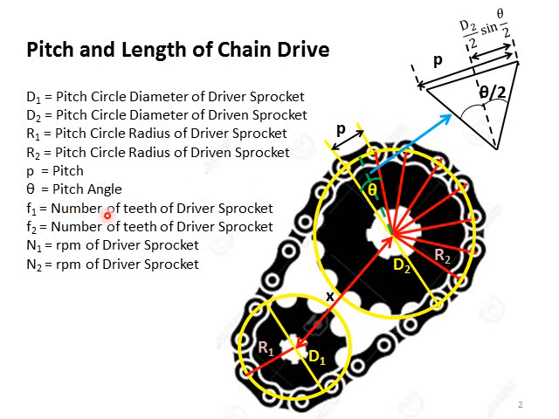F1 represents number of teeth of driver sprocket. How many teeth are on the driver sprocket is represented by F1, whereas F2 represents number of teeth on driven sprocket. N1 is the RPM of driver sprocket, and N2 is the RPM of driven sprocket.